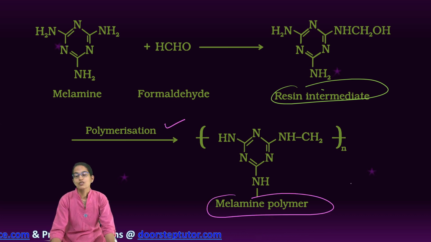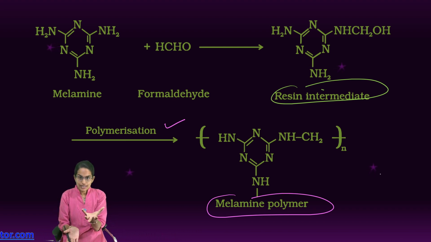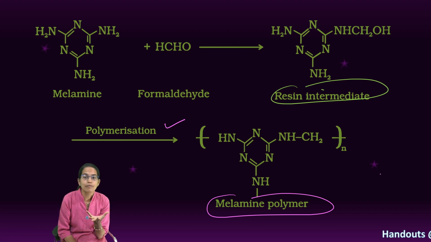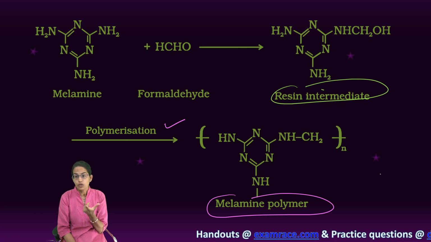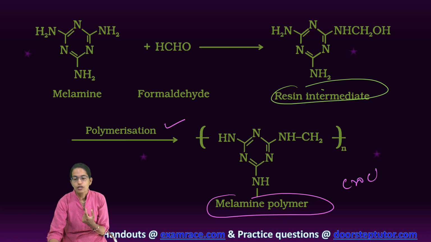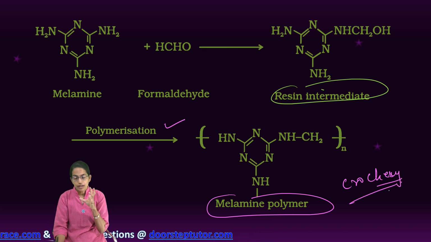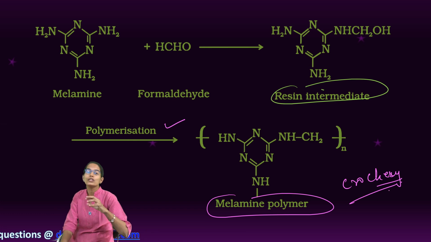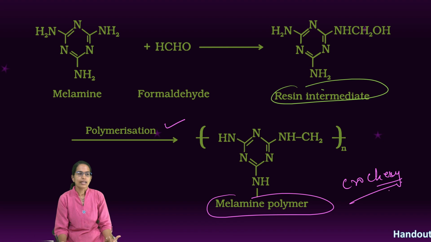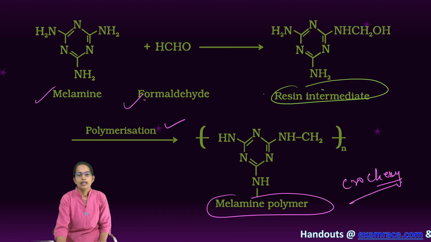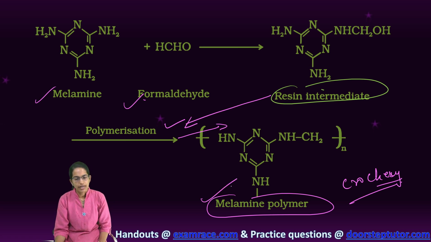Now melamine is used for what? You nowadays see crockery which looks similar to china clay, but it is actually not china clay. It is melamine. So melamine polymer is used for unbreakable crockery. Those are unbreakable crockery similar to china clay crockery. And this is by the reaction of melamine with formaldehyde. An intermediate is formed and then polymerization occurs again to form the melamine polymer.